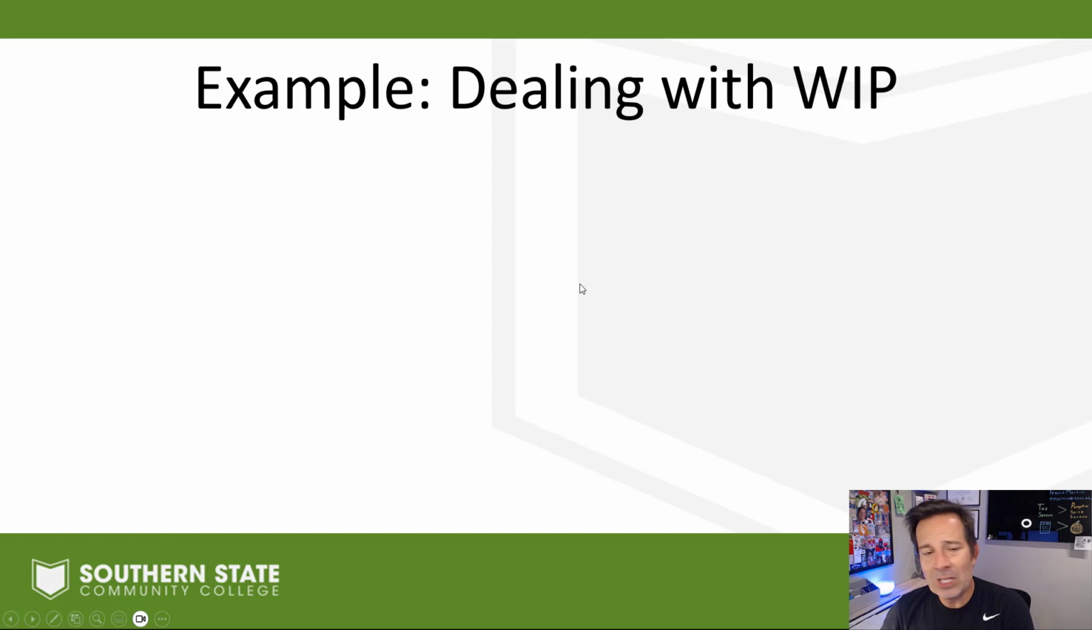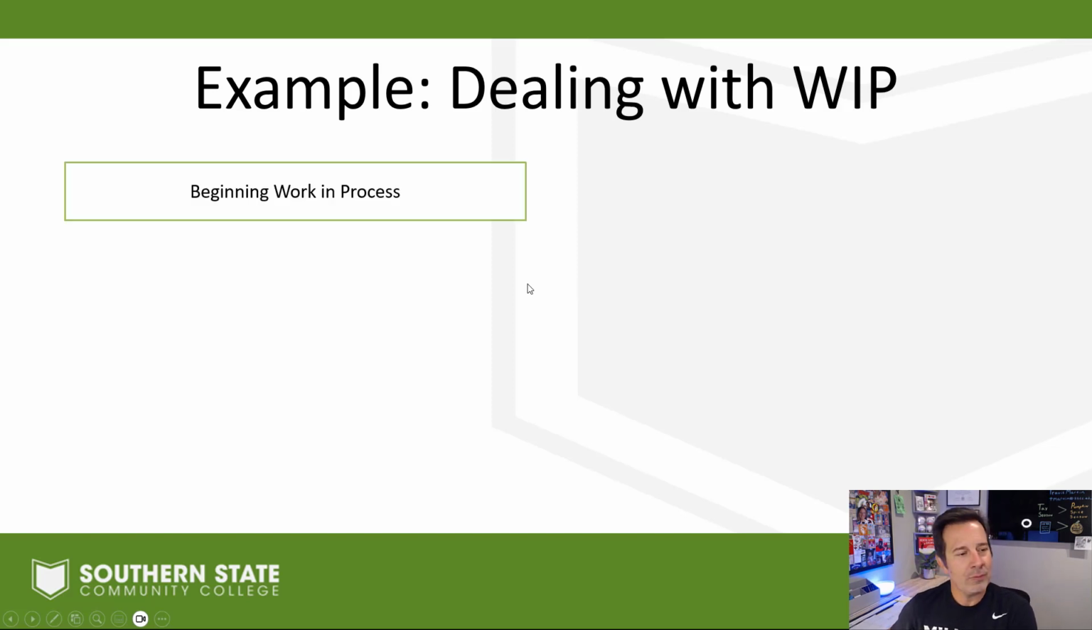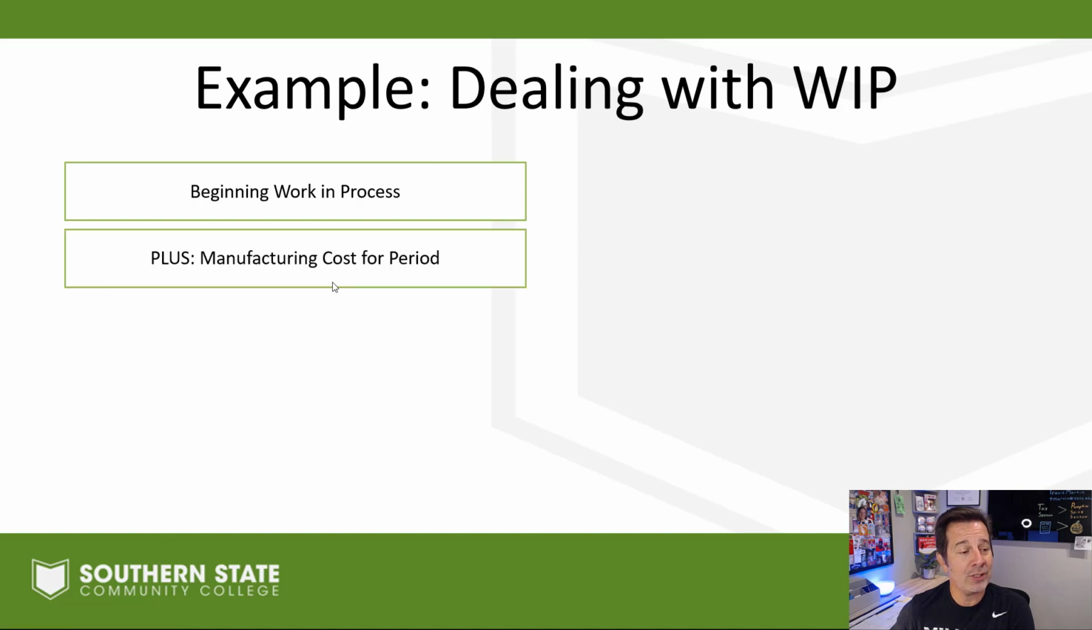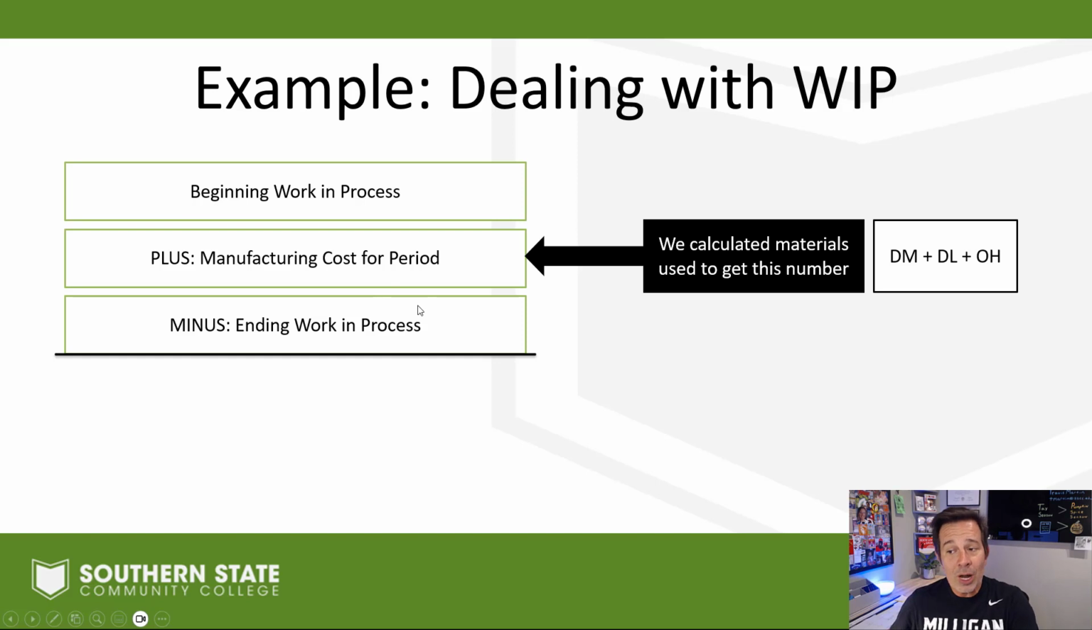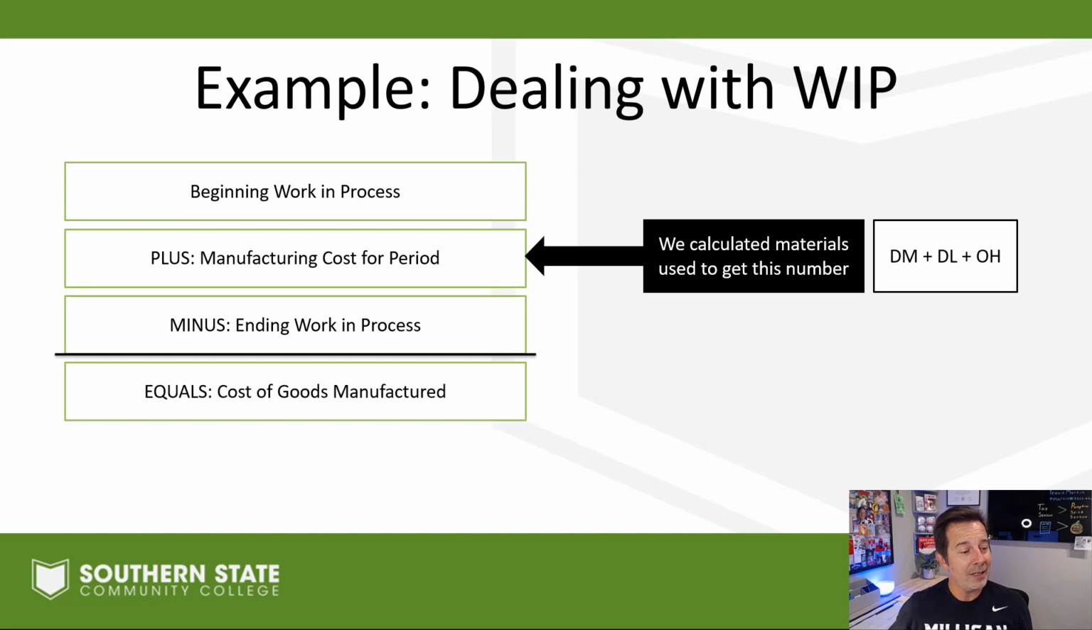So what's our calculation? We're going to deal with WIP here. We're going to take our beginning work in process. We're going to add the manufacturing cost for the period, and we calculated that number: direct material, labor, and overhead. We're going to subtract out ending work in process, stuff that's not done and completed. And that gives us our cost of goods manufactured.